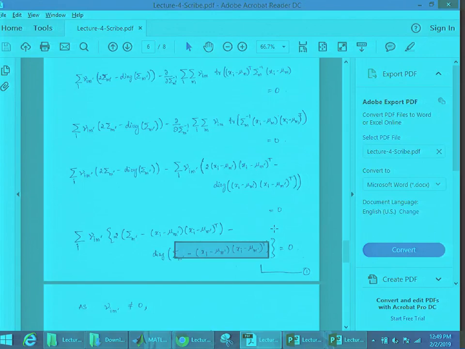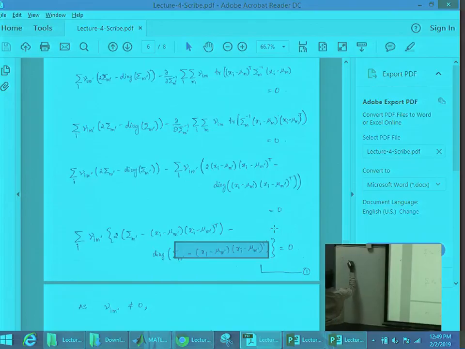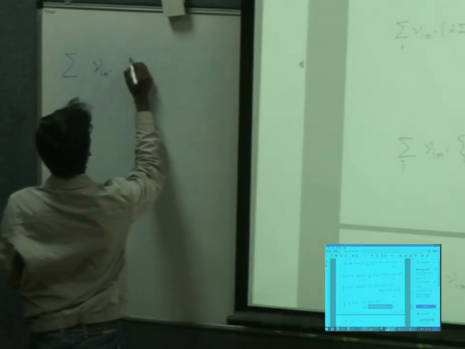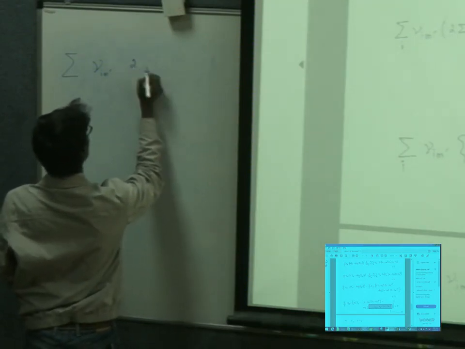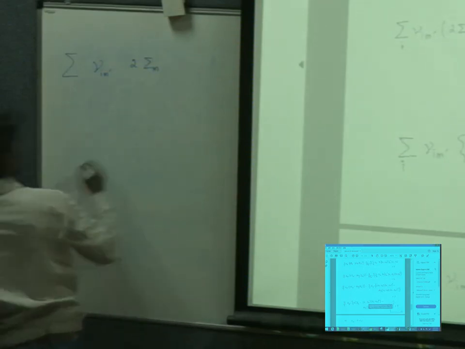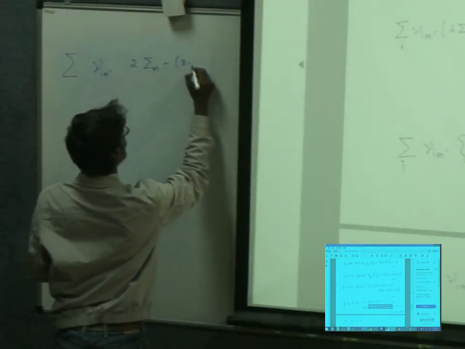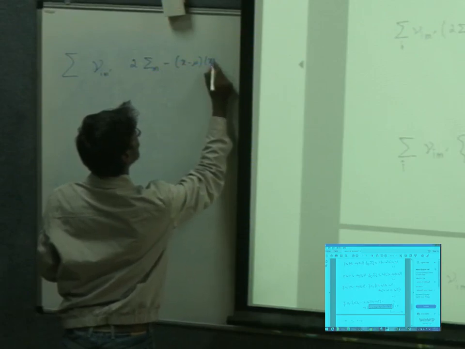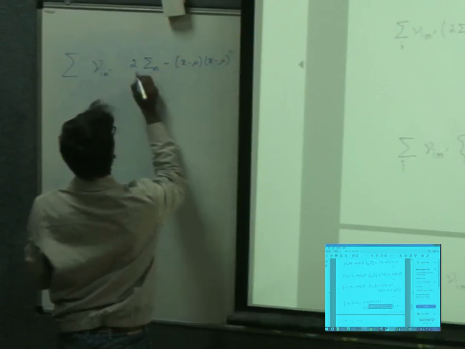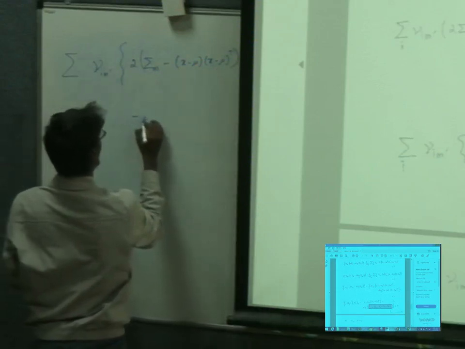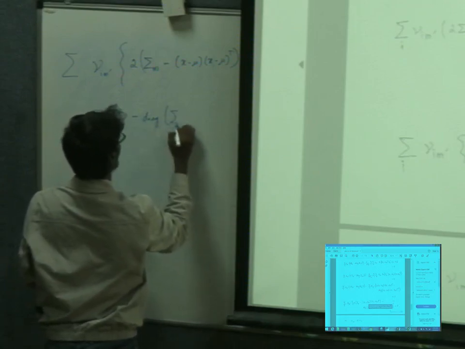Which means what? You have a sum, within the sum you have the posteriors weighing this matrix. What is that matrix? 2 sigma m minus x minus mu transpose. Okay, so this is the matrix you have, minus the diagonal of the same matrix.